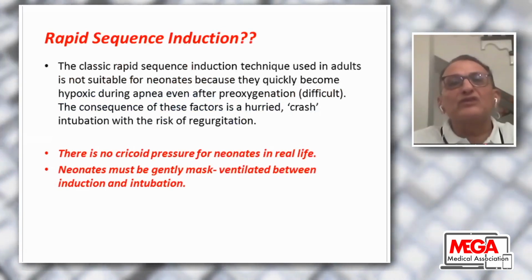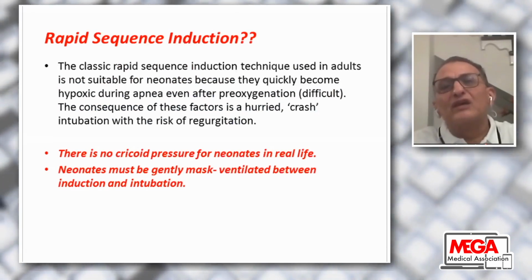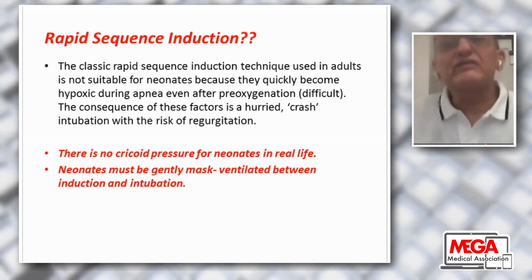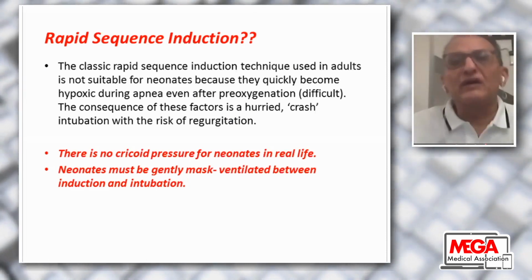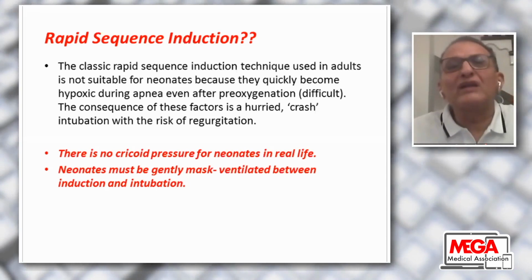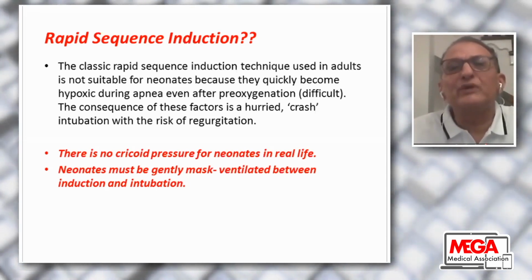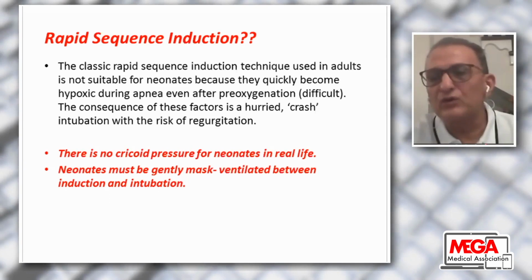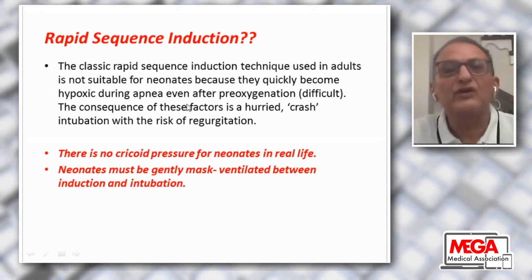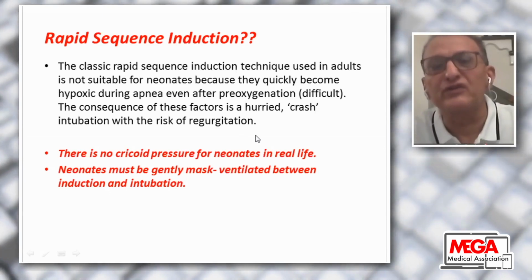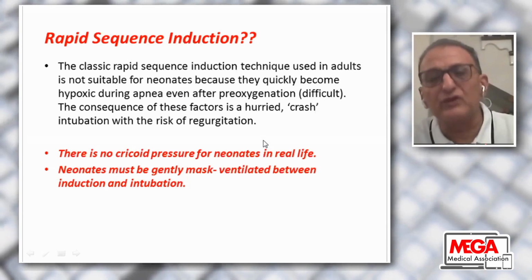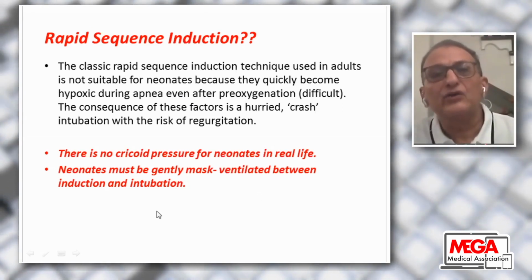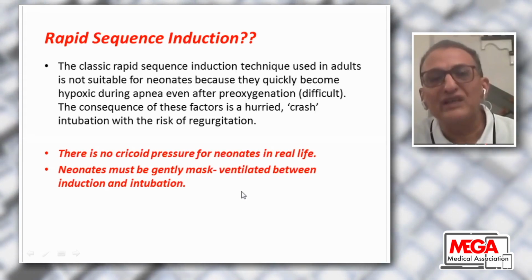Can we do a rapid sequence induction in neonates? The classic rapid sequence induction that is in our mind for adults is not suitable for neonates because they easily become hypoxic during apnea, and while they are not really deep enough, you may start early intubation, which may predispose to regurgitation. So actually, there is no cricoid pressure in neonates in real life. You can do it, but you will disturb everything. You cannot put your 2 fingers exactly at the cricoid. Again, neonates must be gently ventilated between induction and intubation.